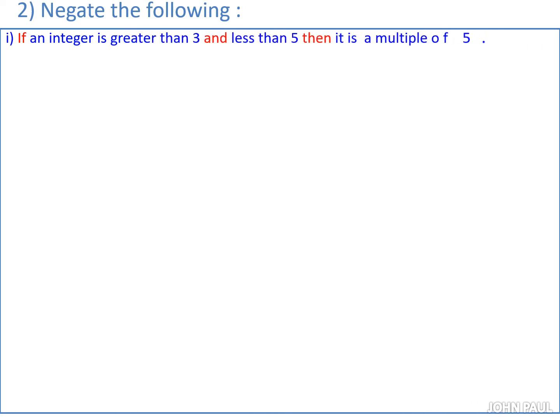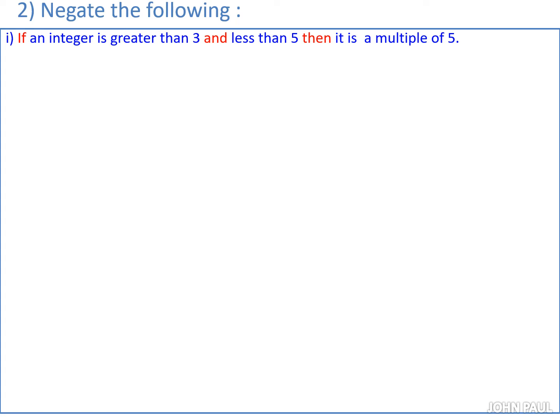Negate the following, same as what we have seen before. If an integer is greater than 3 and less than 5, then it is a multiple of 5. We want to write the negation for this. The part highlighted in red color, we can write the opposite for this, the negation for that.